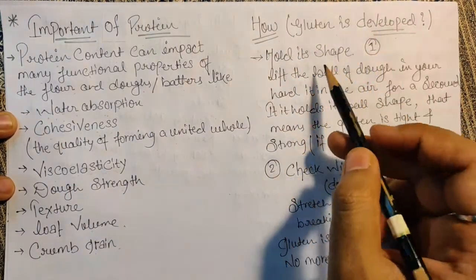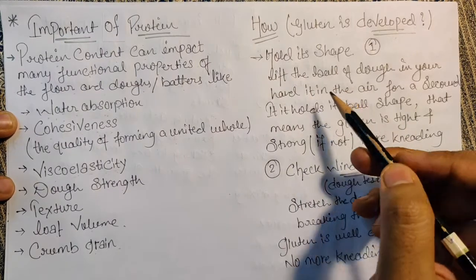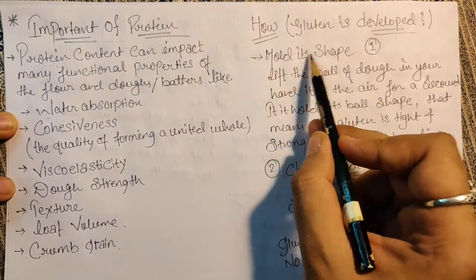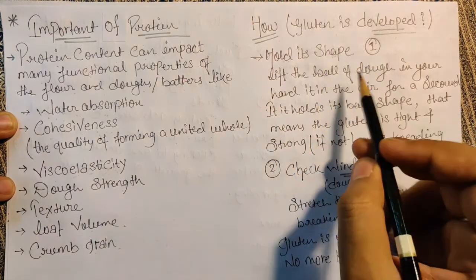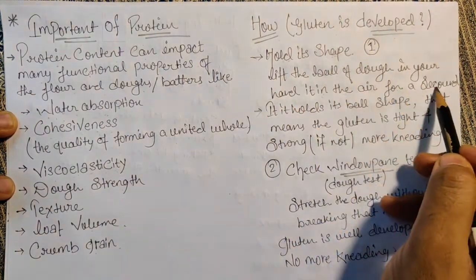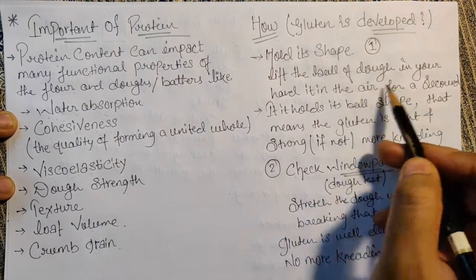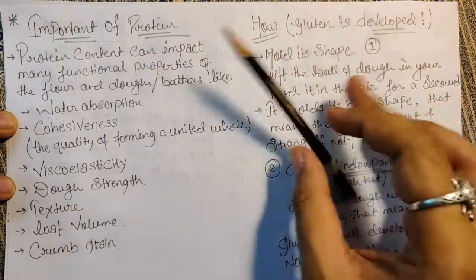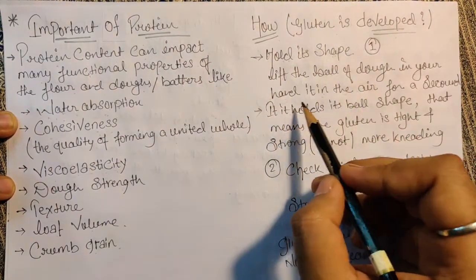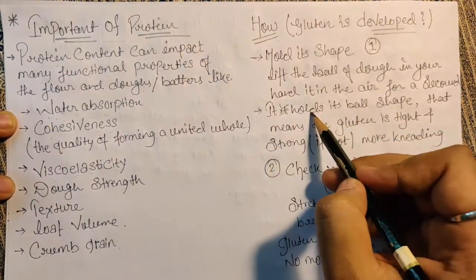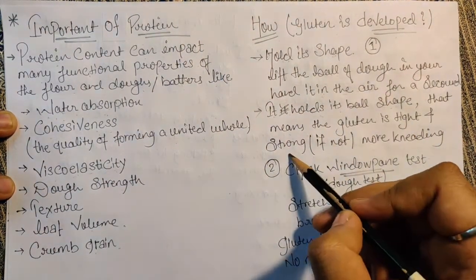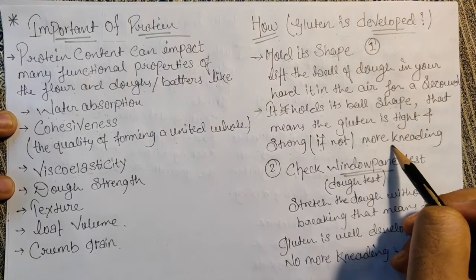How is gluten developed? So how can we figure out the gluten is completely developed? Do we really need to knead more? First of all, the dough should hold its shape. The first point, lift the ball of dough in your hand, holding it in the air for a second, right? So we're generally just going to hang our dough, like this is the dough, so I'm just hanging it in the air, right? So after that, what happens? It holds the ball shape. That means the gluten is tight and strong. If not, then more kneading is required.